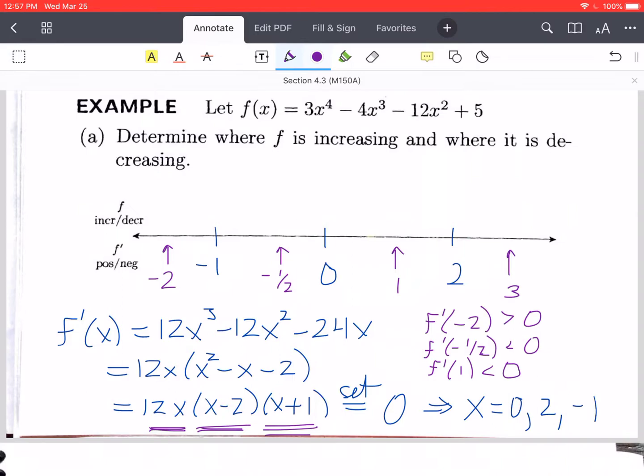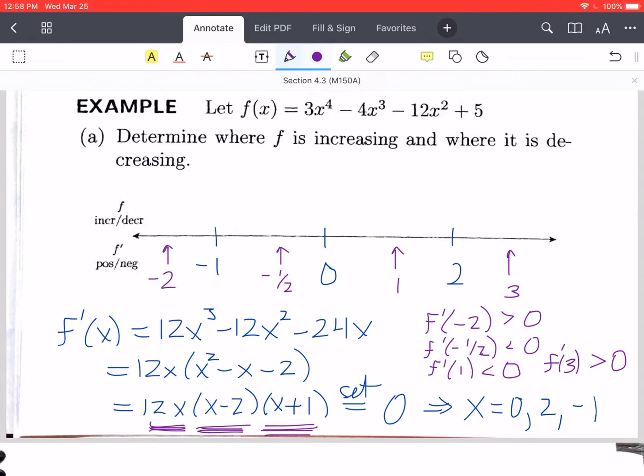Then get my last one in here. So f prime of 3, that's going to be positive, positive, positive. So we get f prime of 3 is bigger than 0. It doesn't even matter what the specific value is. All that matters is whether they are positive or negative.